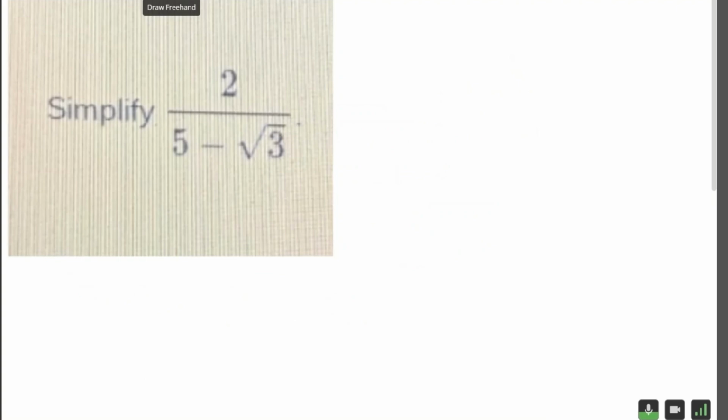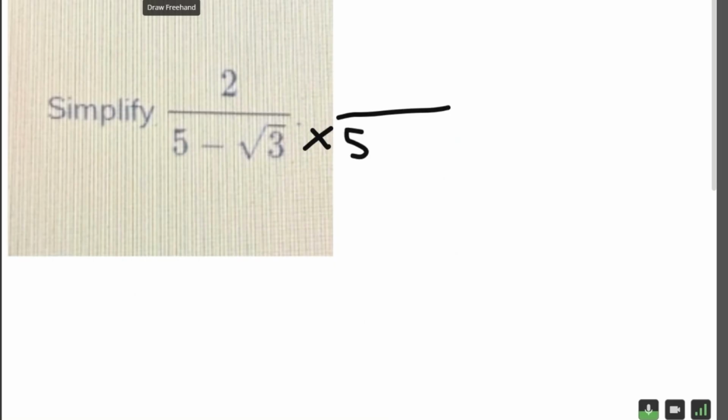Let's take a look at the first one. We are told to simplify 2 over 5 minus square root of 3. Very similar to what we had before. Instead of 3 here, that last example I was showing, and this was square root of 5, in this case, it's 5 minus square root of 3. How do I get rid of this? How do I rationalize it? Multiply by the conjugate.